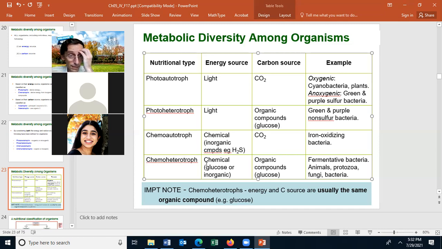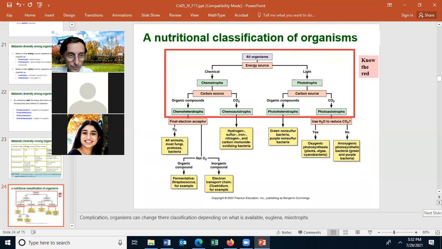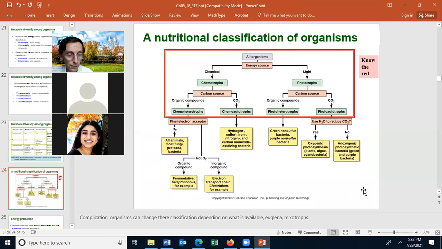Okay, any question about any of that? Have I totally confused you? No comments? So you should know what's in red here. Let me blow this up.